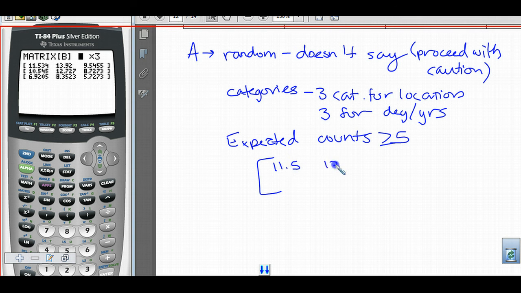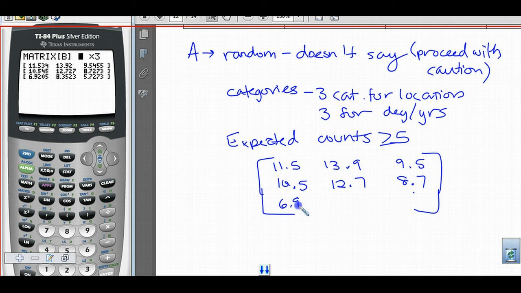So 11.5, 13.9, 9.5. Let's make that a little bit bigger. So I just kind of rounded all these off. We already ran our test officially, but we would have done this by hand for the expected counts and checked it before even running the test. But it's actually just easier to run the test, and because the calculator does it for us, to check that after the fact. All right, so all of these are greater than 5, so it checks out.